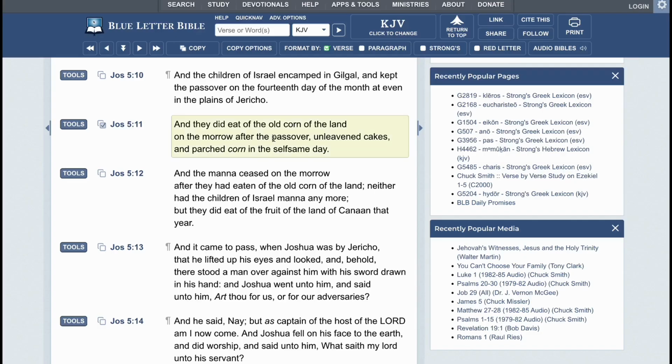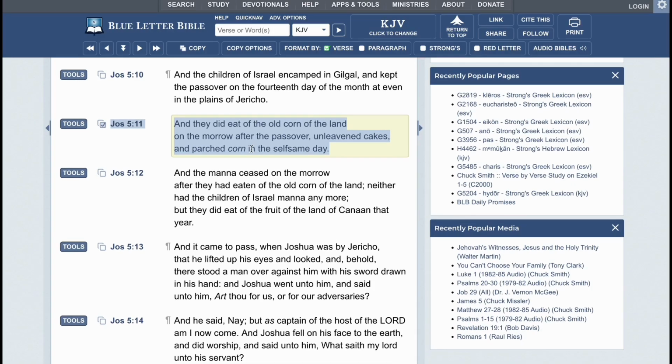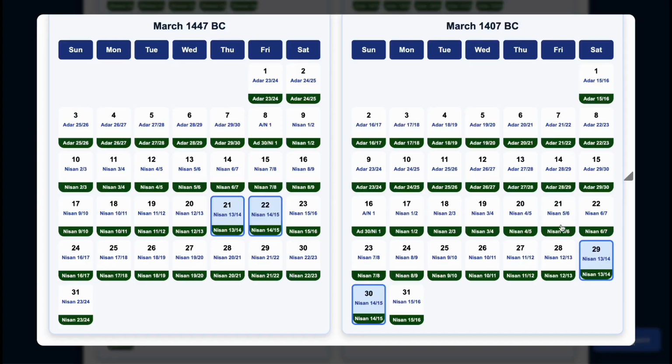Now, as something else that's kind of curious that I've noticed, in Joshua 5:11 we read, "And they did eat of the old corn of the land on the morrow after the Passover, unleavened cakes and parched corn in the selfsame day." Now, this is a very curious verse. Mr. Camping didn't point this out, but if we look on the calendar, if Passover ends on the 30th, because it's still Nisan 14 here, then the day after Passover would be Nisan 15/16.